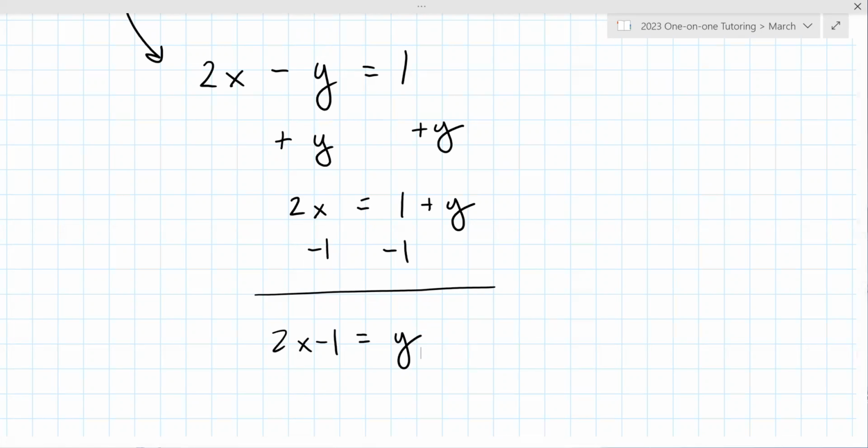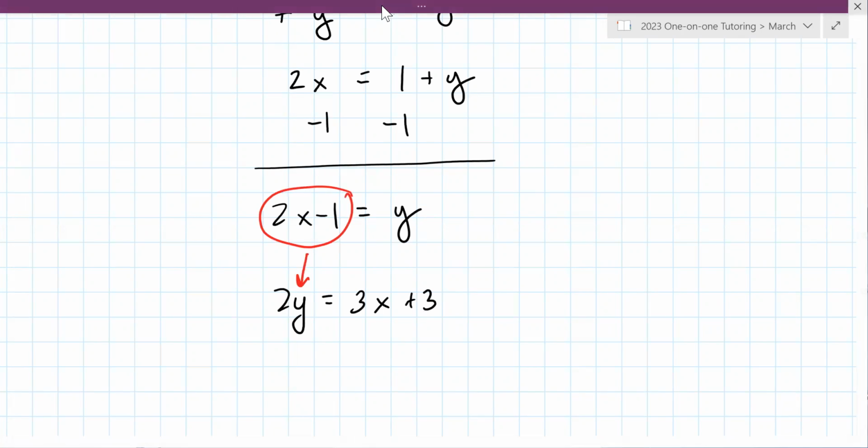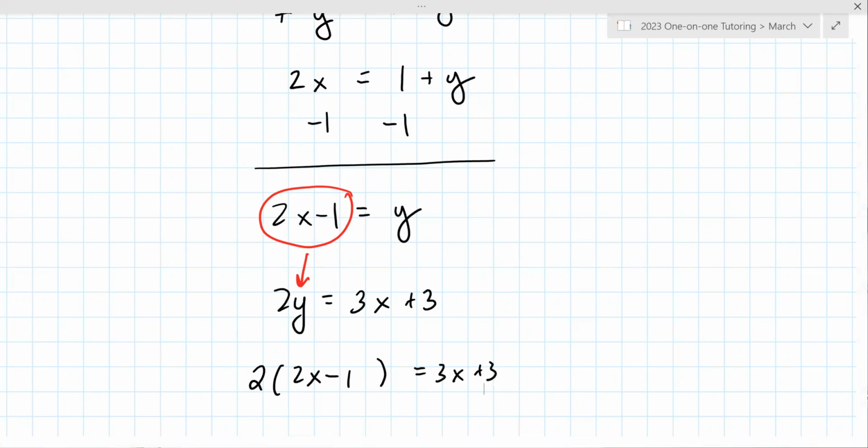Okay. And then I'm going to rewrite the second equation here, 2y equals 3x plus 3. So everything we have for y is going to go in there. Now it's really in parentheses. It's really 2 times the parentheses for y. So it's 2 times 2x minus 1 inside parentheses, equals 3x plus 3. Let me know if you're caught up here. Yeah, I'm slow but good.